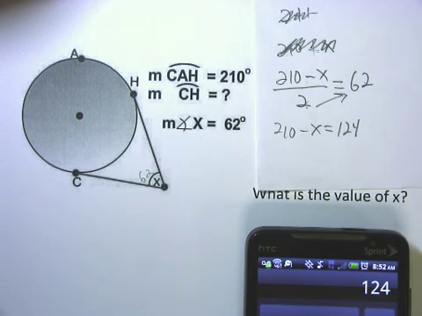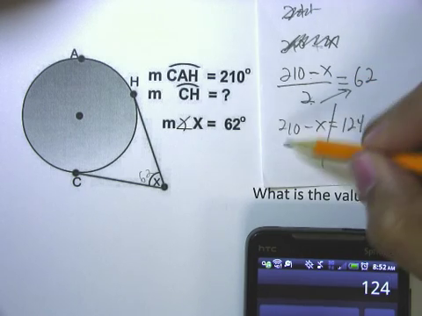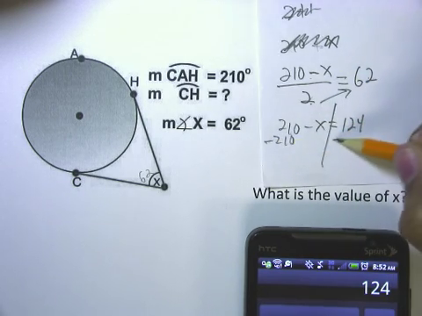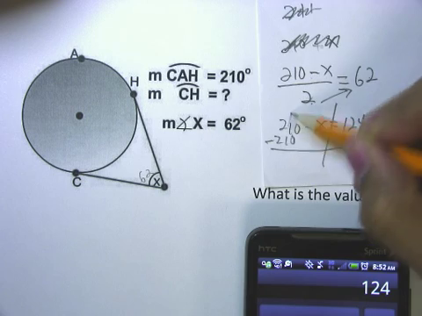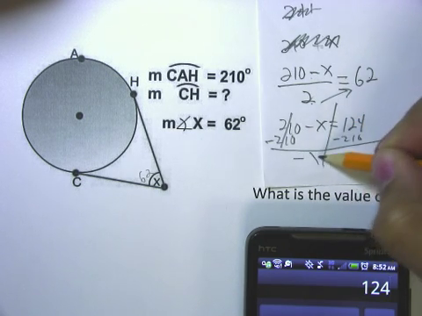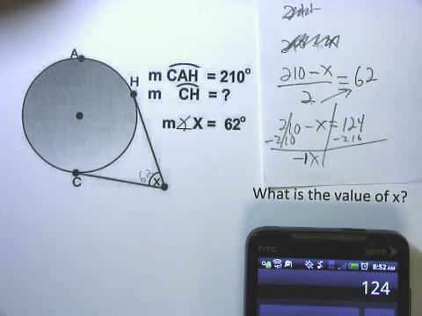So you're going to get 210 minus x is equal to, well, let's take a look here. 62 times 2 is equal to 124. So that's equal to 124, right? That's 124. Now I'm solving for x. So I subtract 210 from both sides, minus 210.